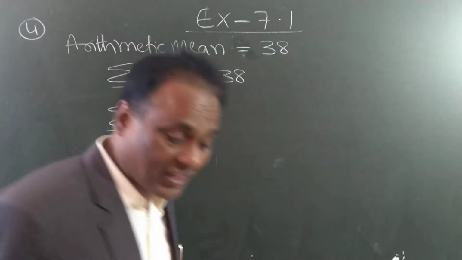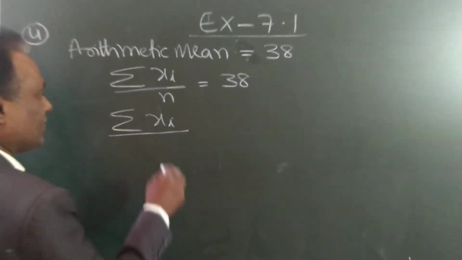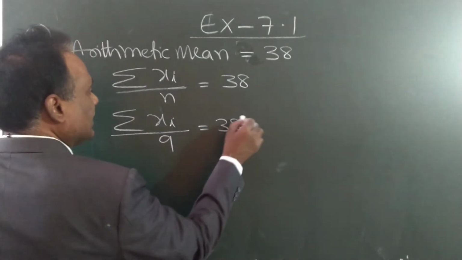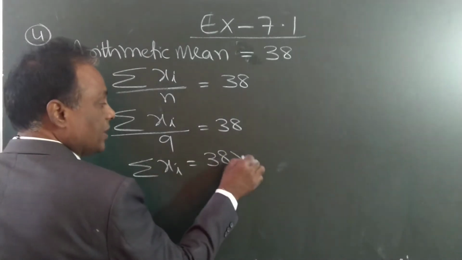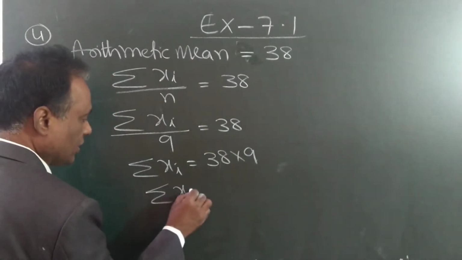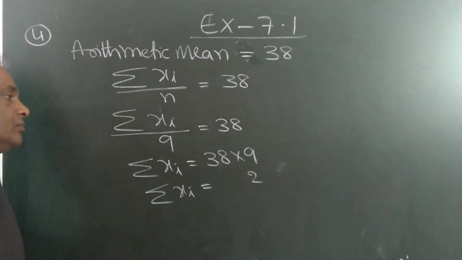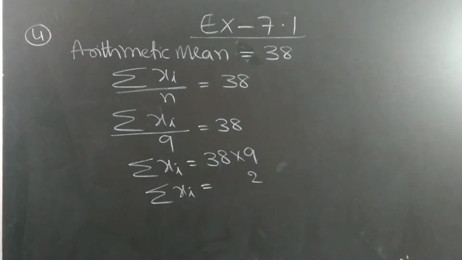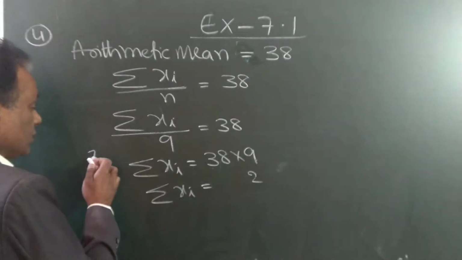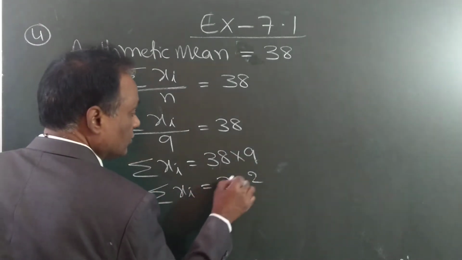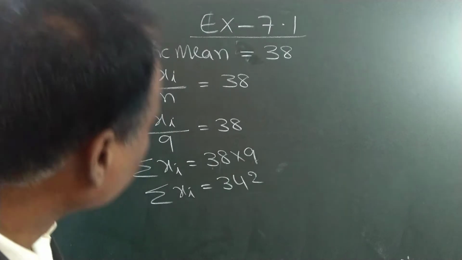How many observations does this data have? The arithmetic mean of 9 observations is 38. So sigma xi is equal to 38 times 9, since 9 goes to the other side in multiplication. The sum of the observations is 9 times 38: 9 8s are 72, 9 3s are 27, plus 7, this is 342.